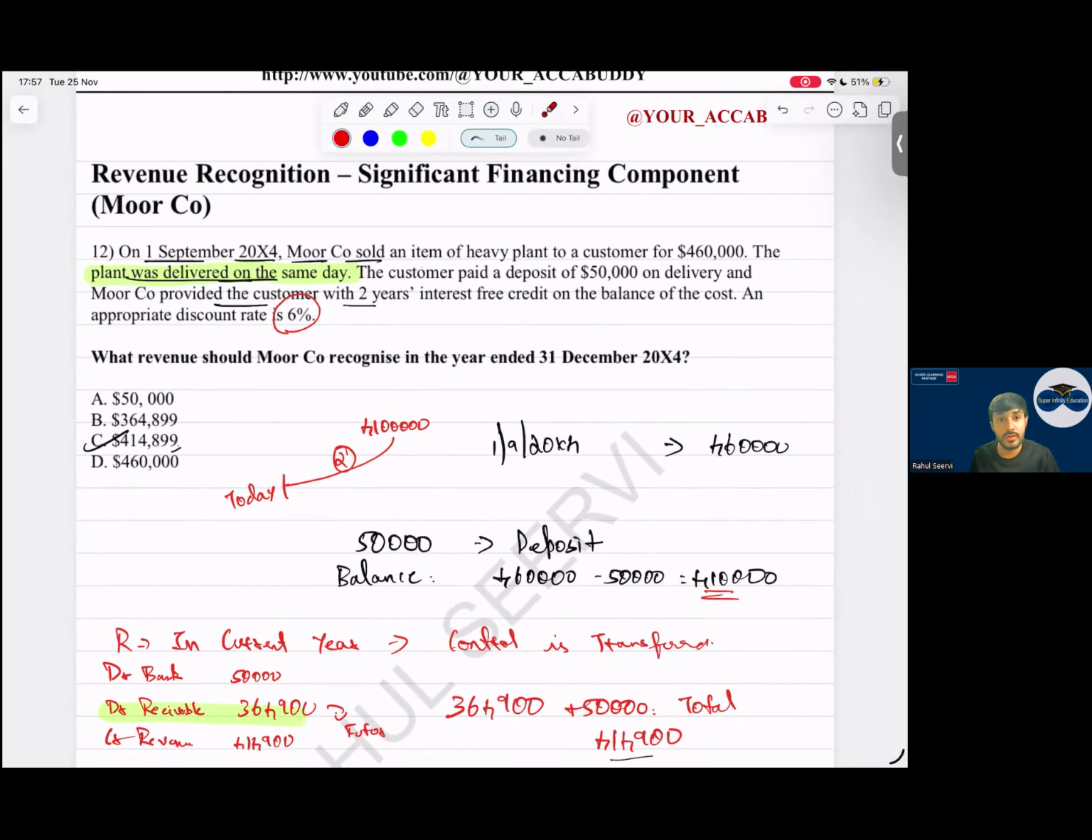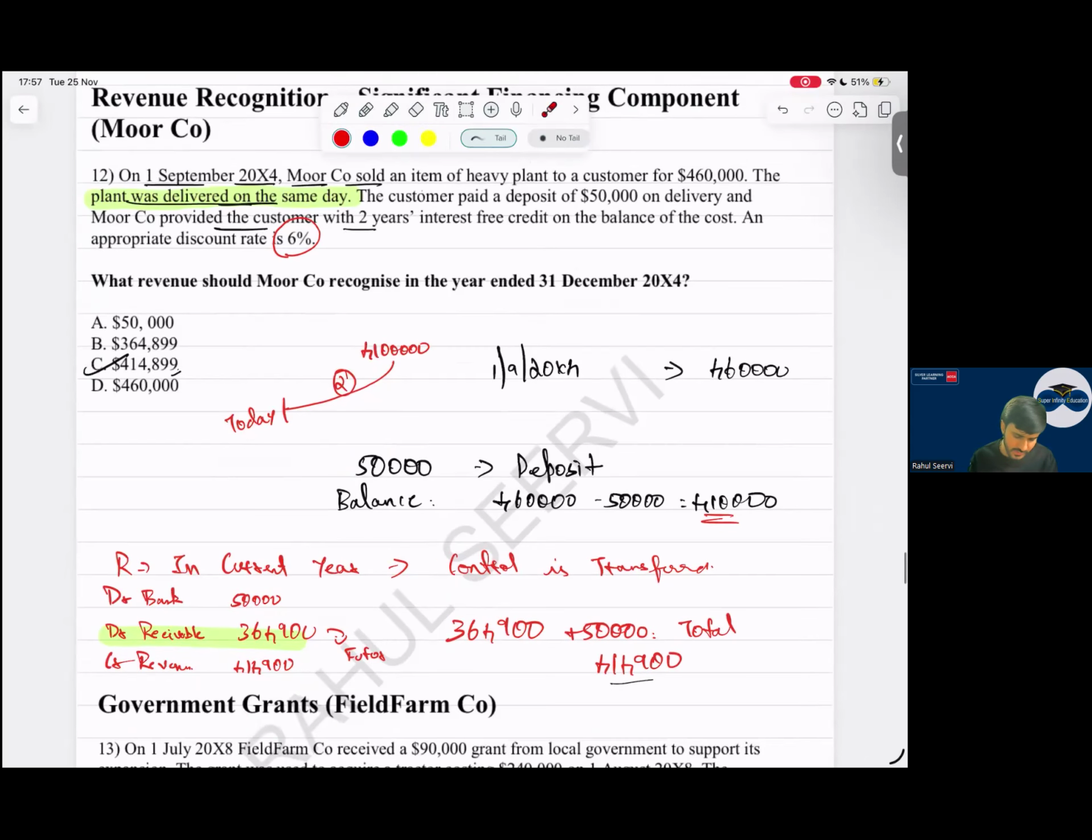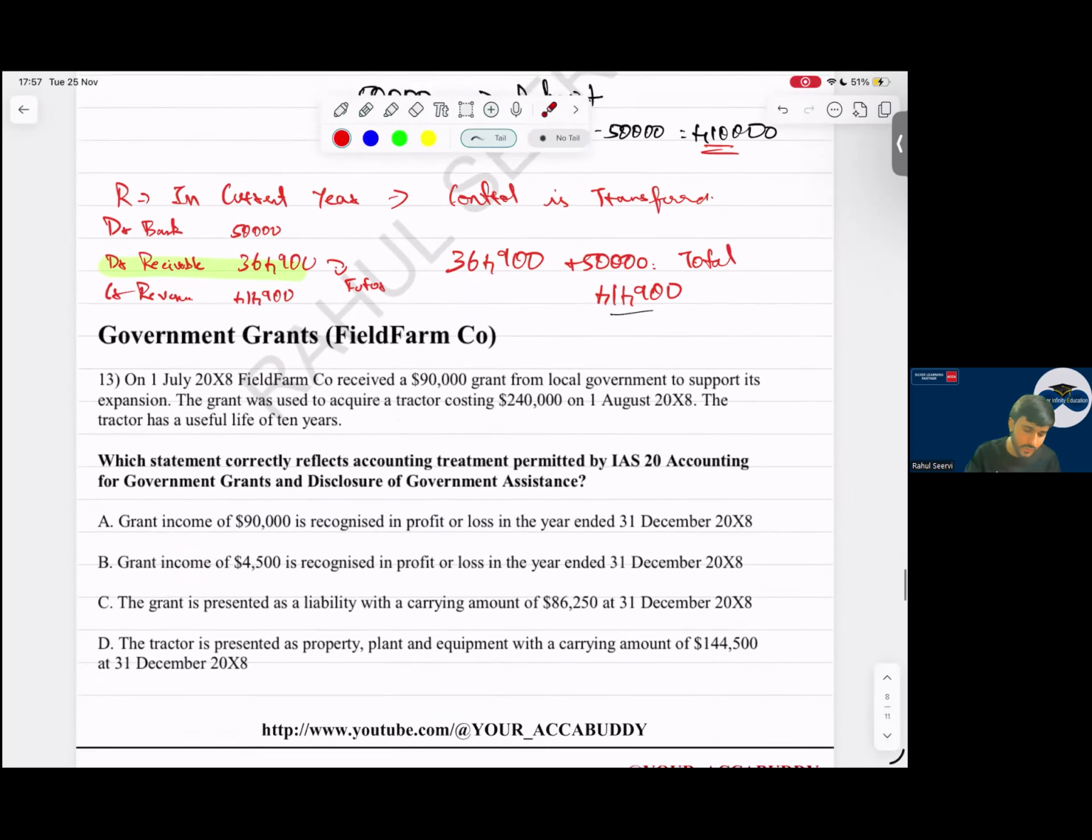In our regular classes, we have done three questions regarding the significant financing cost. If you remember, we had taken the example of Havells, TV seller, etc. Same thing: today you pay some amount, the remaining is paid in future, that you discount and record revenue. So the 12th one is also done. Yes, sir. Then coming to the next question.